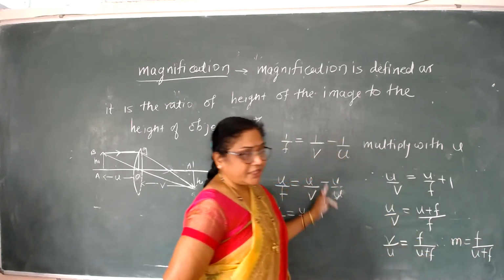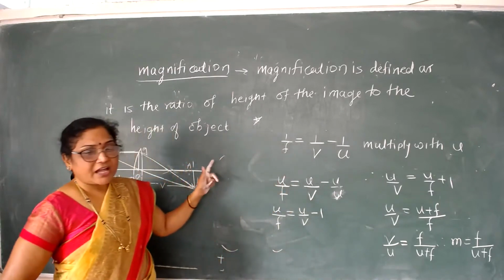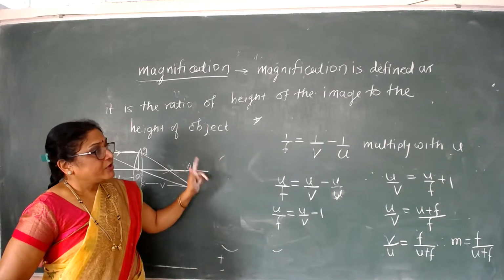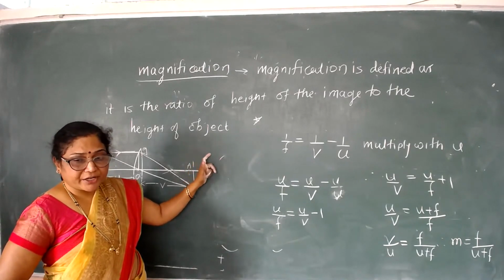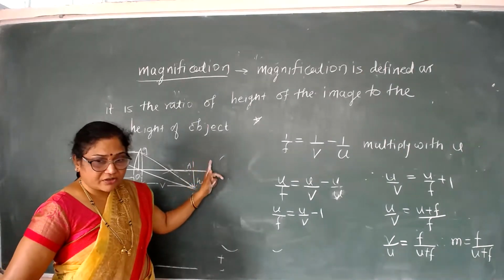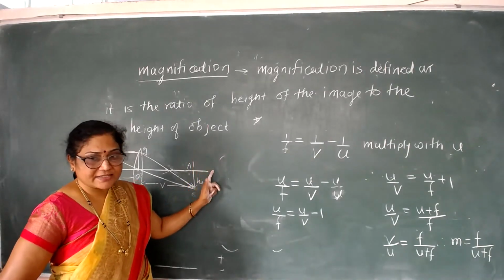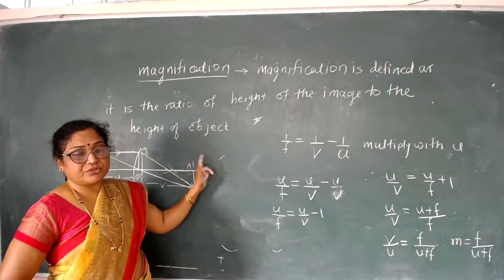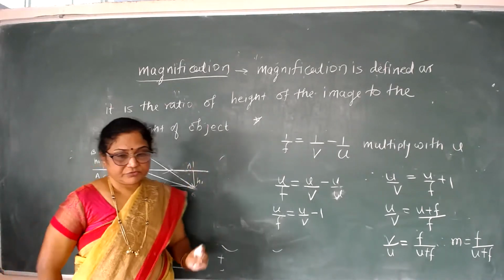So in this way, we derive some important formulas as well as important derivations in this chapter, lens. So in the refraction, there are different parts: refraction through the plane surface, refraction through the curved surface, refraction through the lens, and in the next class, we study about the refraction through the prism.